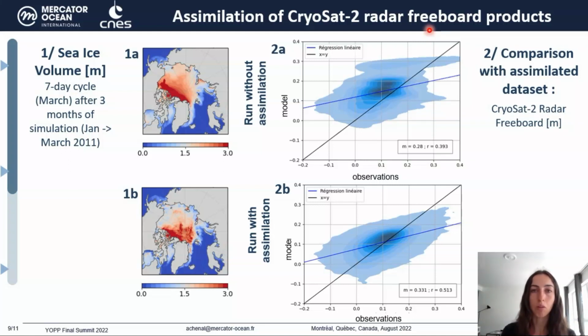The points represented on the plots are model radar freeboard equivalents of the along-track observations, with the observations on the x-axis and their model equivalent on the y-axis. This first plot, 2A, is the result of the free run without assimilation, and plot 2B is the one with assimilation. The points of the run with assimilation are much more linear and present a better slope than the run without assimilation.